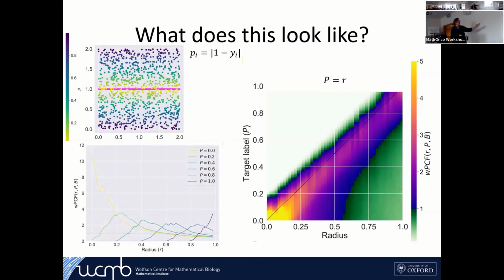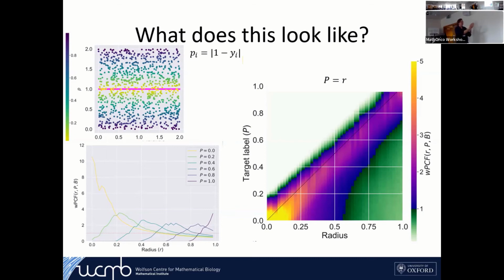So in particular, for the way we've set this up, we're expecting to see the strongest correlation on this line, P equals R, which is exactly what we do see. So this is the black dashed line. And the width of each of these PCFs, each of these peaks, is really determined by our choice of weighting function.